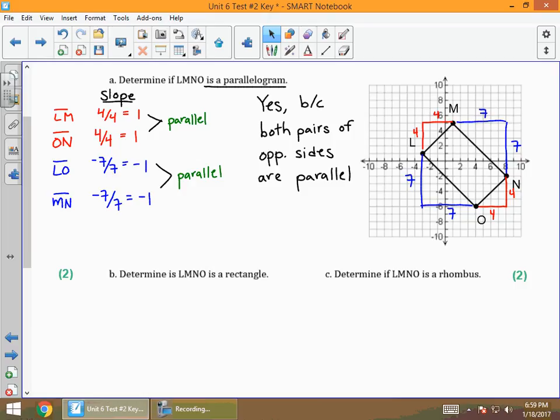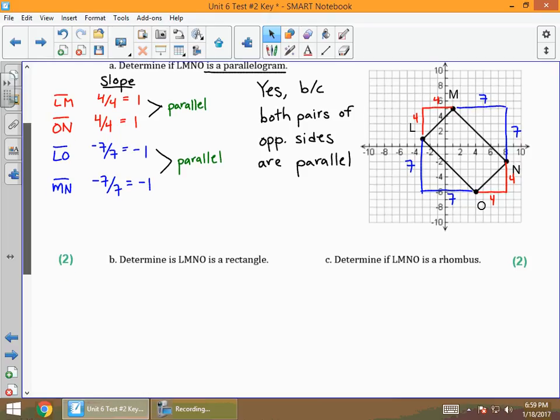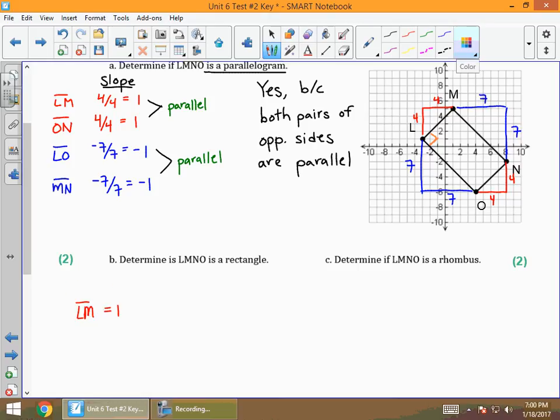All right. Now, I want to make sure that I'm really staying focused on this concept of slope in part B. Because in part B, I need to look at the slope of one corner. And I don't care what corner it is. I'm just going to pick a corner here, this corner right here. You'll see it in orange. That's the corner I care about right now. So LM, and I can see that my slope at LM was 1. So again, remember, I'm still looking at slope.